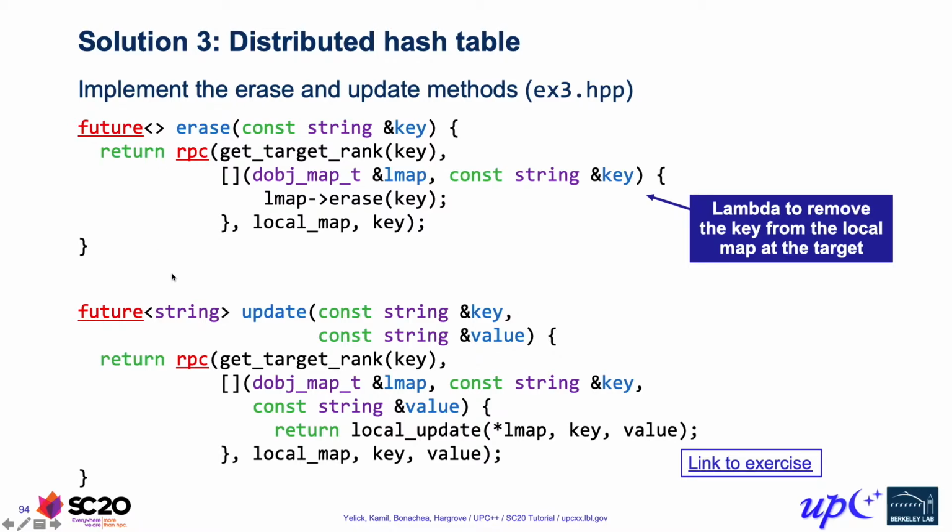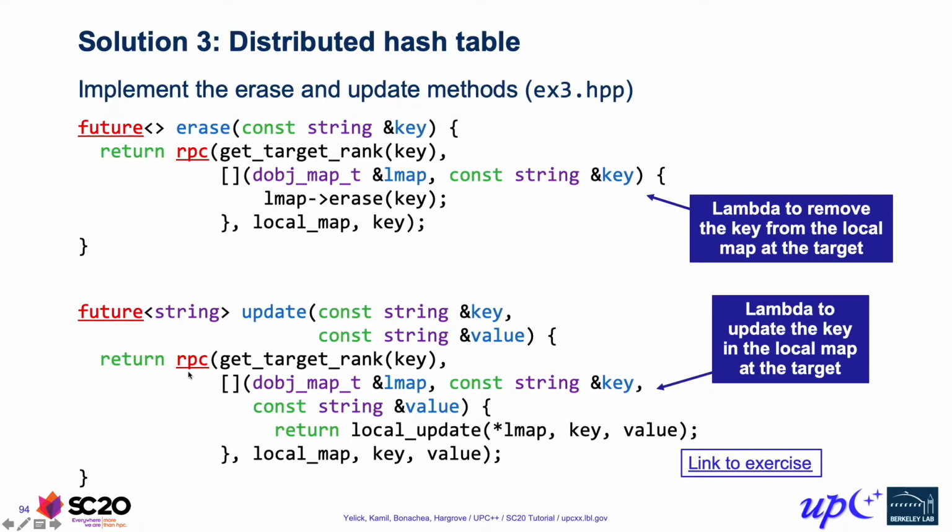So update does something similar. Here we have a key and we have a new value that we want to associate with that key. So again, what we're going to do is send an RPC over to the owner of that particular key. We use a lambda function a second time over here, but this time we have the distributed object and both the key and the value as arguments here. The lambda function just invokes the local update function, which abstracts away all the details of updating the value in the actual local map over on the remote. And again, we dereference our distributed object to obtain the actual map object over on the remote side.